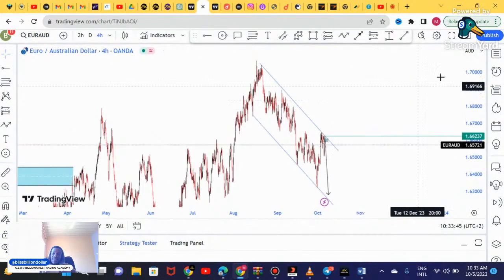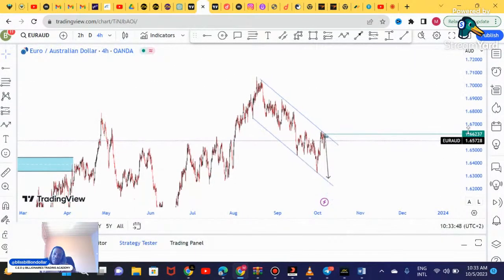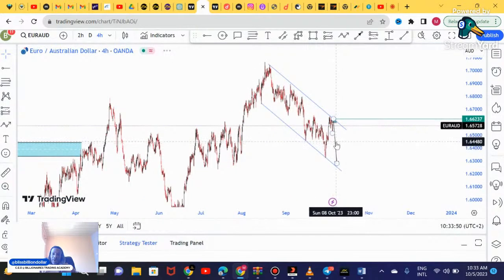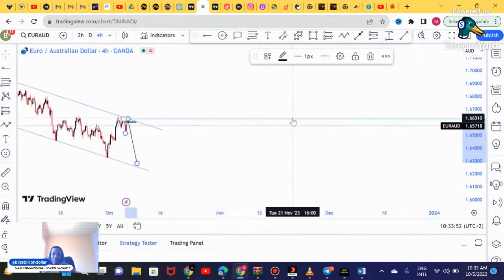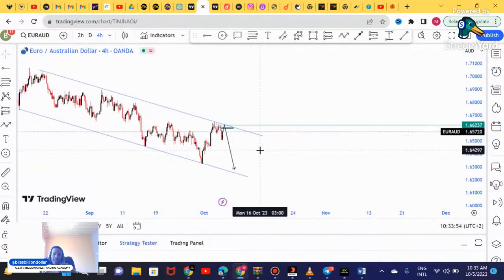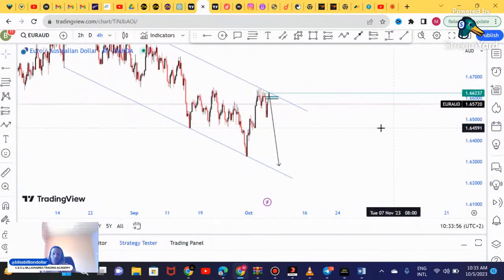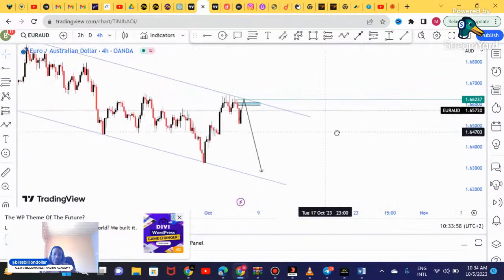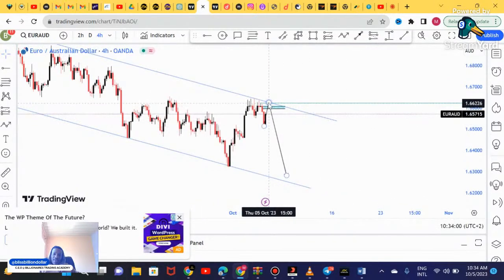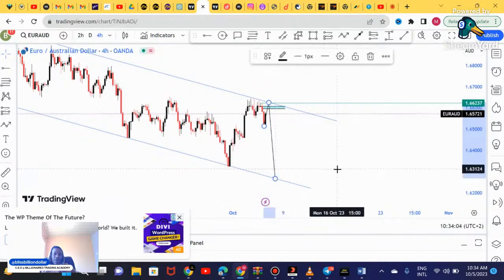So what we can see now is this, right? Price can go all the way up to that particular point and then fall down, right? It can come all the way and then fall down. This is what price can do.